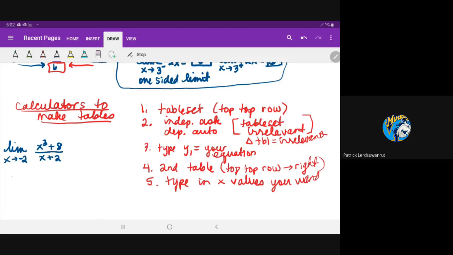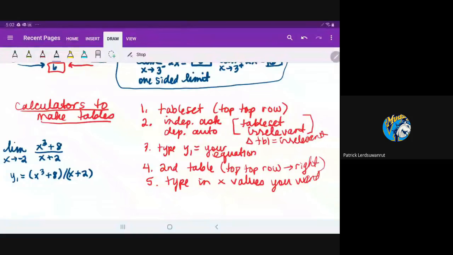Okay, so I'm going to type into Y1 in my calculator: X cubed plus 8 divided by X plus 2. And then I don't know if I need to put parentheses on the new calculator, so we'll see. But I'm going to take a picture of this. And what are we approaching?